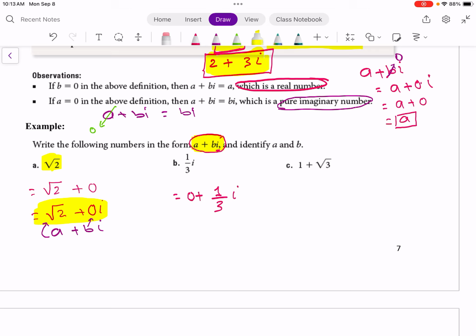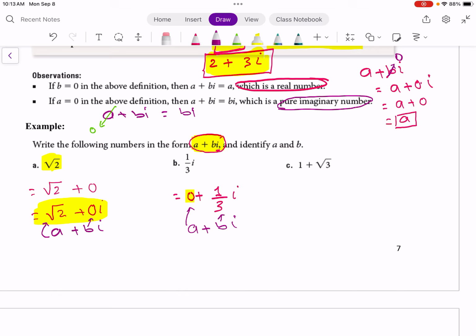So here we have 0 as a, so in a plus bi, our a is 0 and b is 1/3. Okay, so we have a pure imaginary number and we rewrite that in a plus bi form. In part A we had a real number and we rewrote that in a plus bi form.